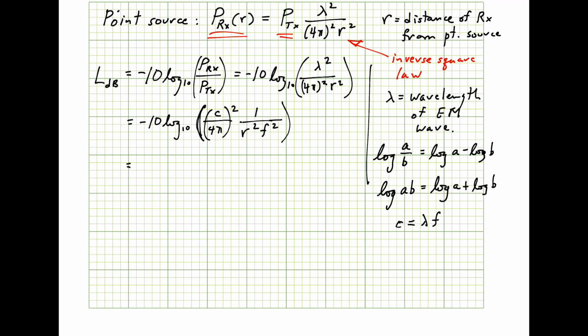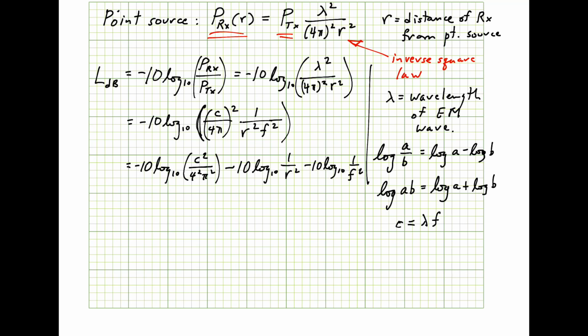And now I'm going to apply the log rules here, and I'm going to say that this is minus 10 log base 10 of c squared over 4 squared pi squared, minus 10 log base 10 of 1 over r squared, minus 10 log base 10 of 1 over f squared. Okay?